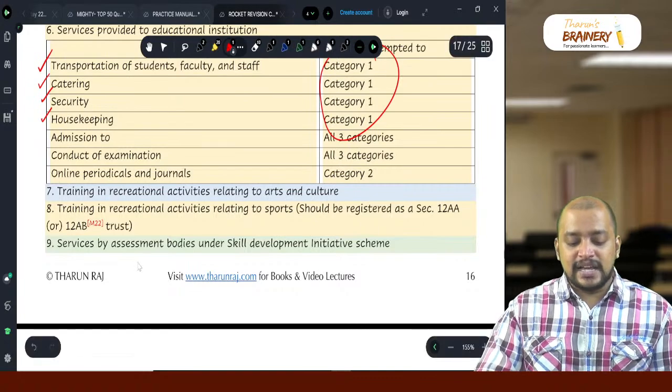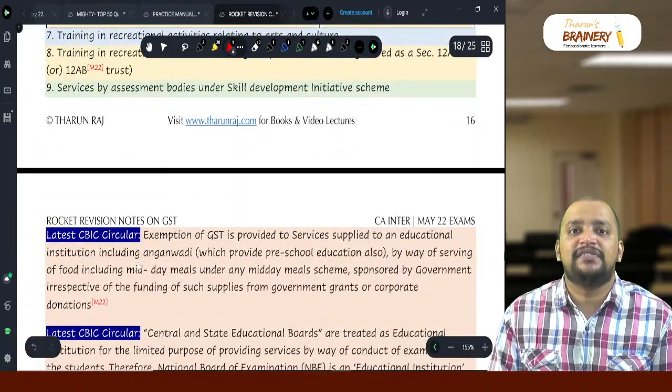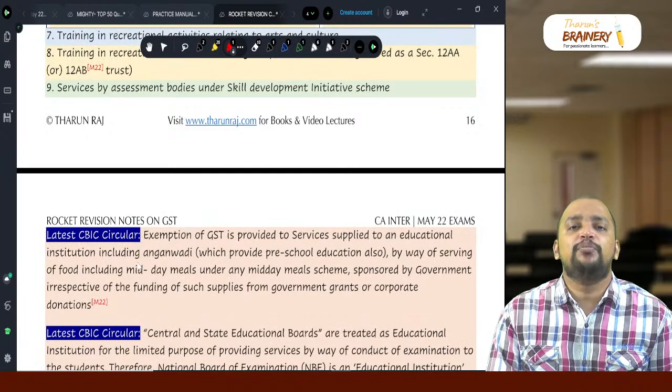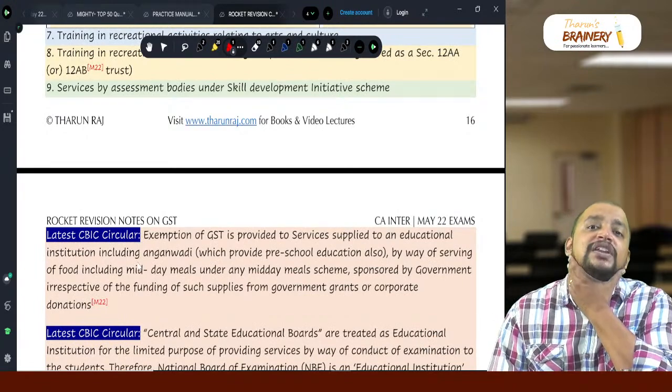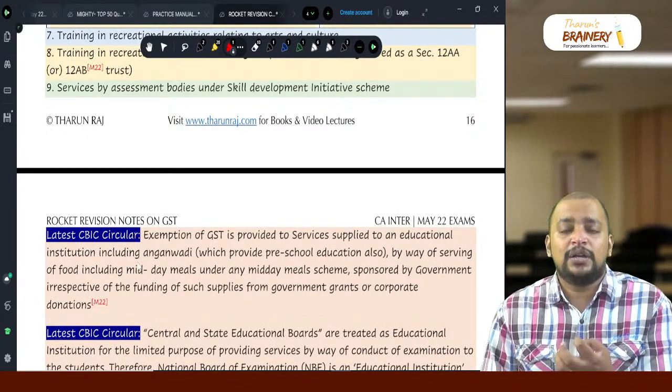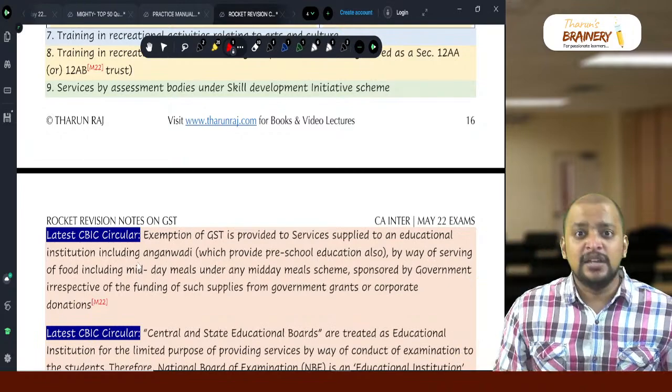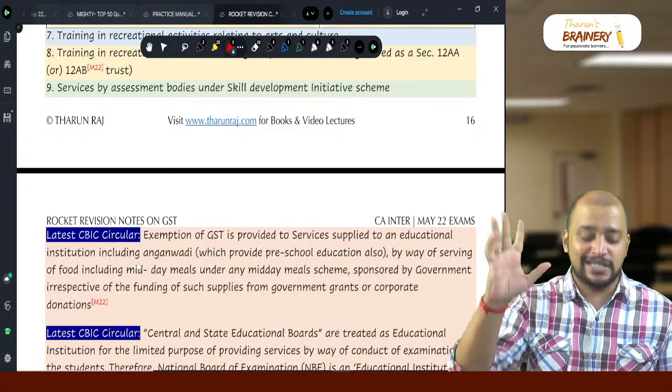Okay. Then services by assessment bodies under skill development initiative. What will these assessment bodies do? These assessment bodies will review the curriculum. For reviewing the curriculum, they will be paid an amount by the government. So that amount received by these assessment bodies is exempted.